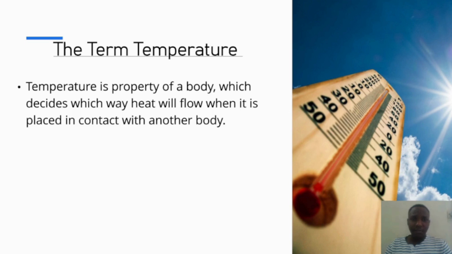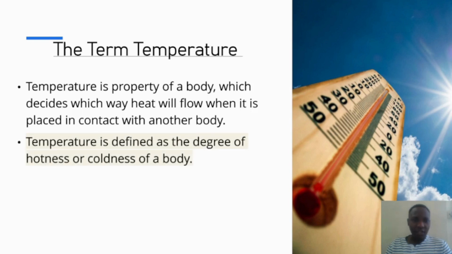Temperature is just the property of a body which decides which way heat will flow when it is placed in contact with another body. So we get the meaning of temperature as a property of a body which mainly decides the way heat will flow when it is placed in contact with another body. Here's the definition of temperature. Temperature is defined as the degree of hotness or coldness of a body. That degree of how hot it is or how cold it is, is what we call the temperature.